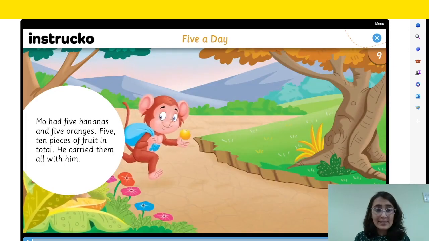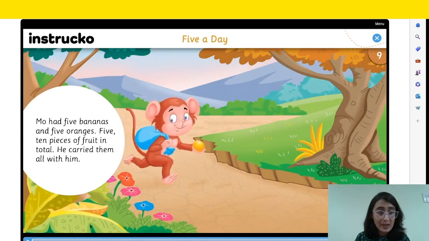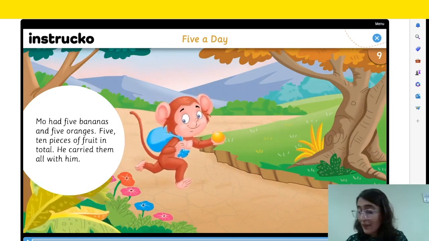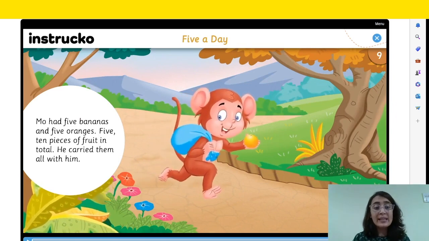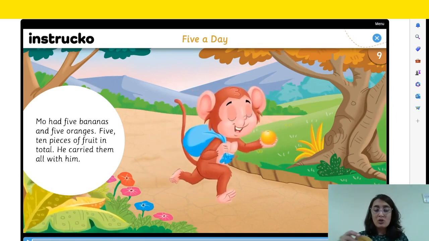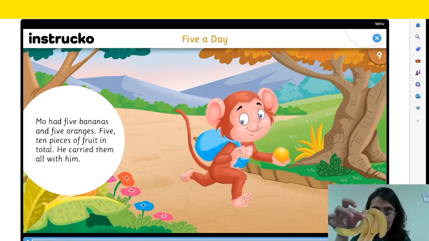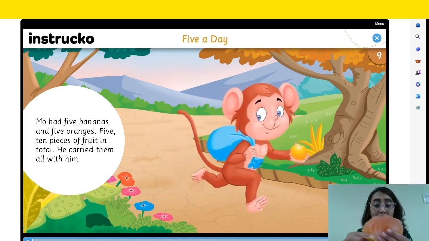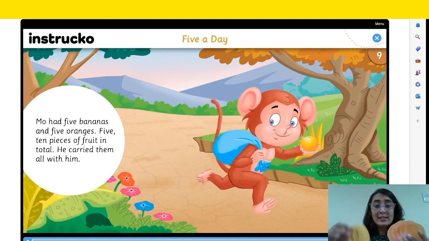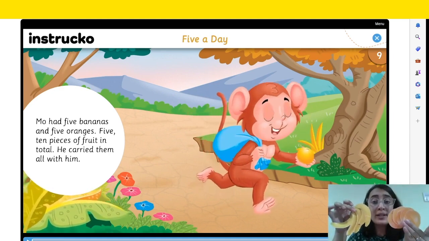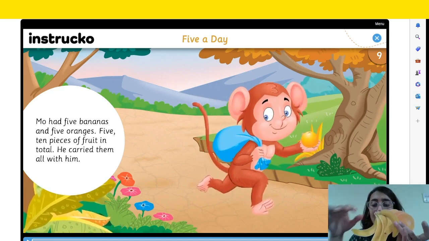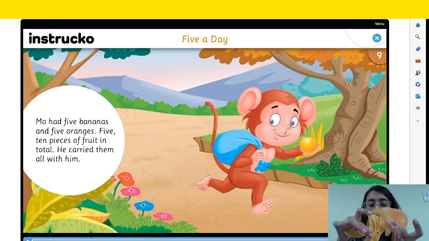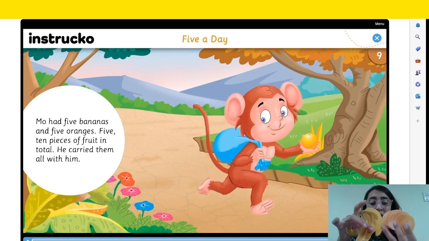Now, let's see. Mo had 5 bananas and 5 oranges. 5, 10 pieces of fruit in total, right? He carried them all with him. So, Mo had 5 bananas and 5 oranges. Okay. So, let's count how many pieces of fruit Mo has in total. Okay. So, let's start counting with the bananas. 1, 2, 3, 4, 5.